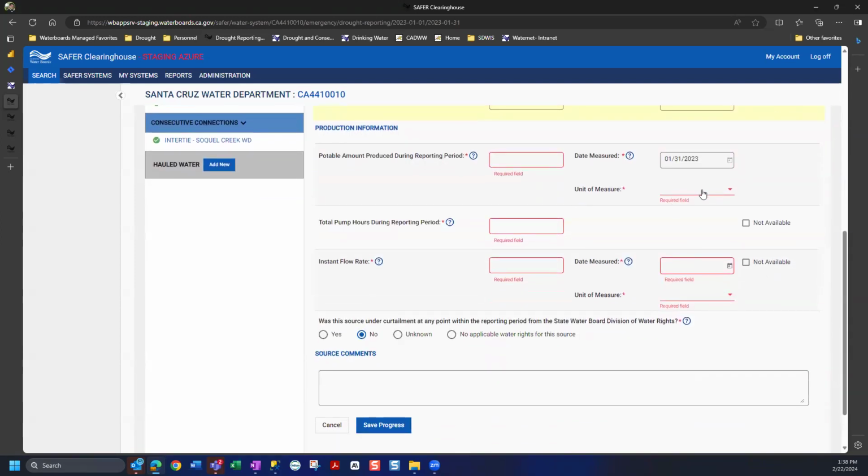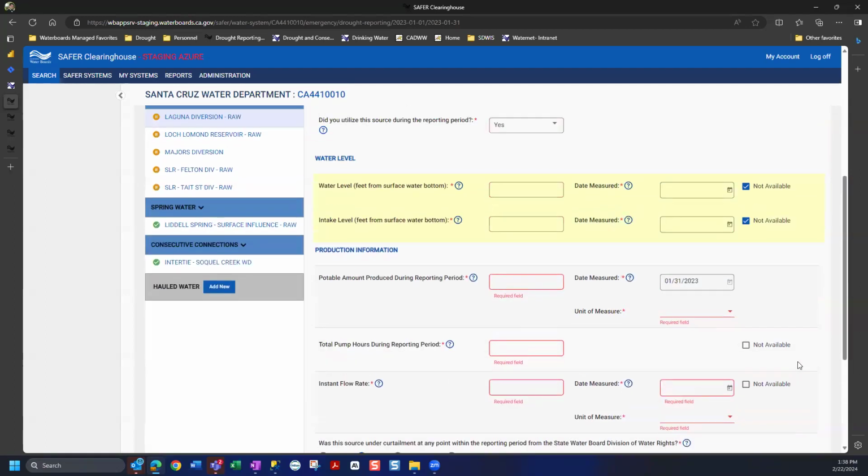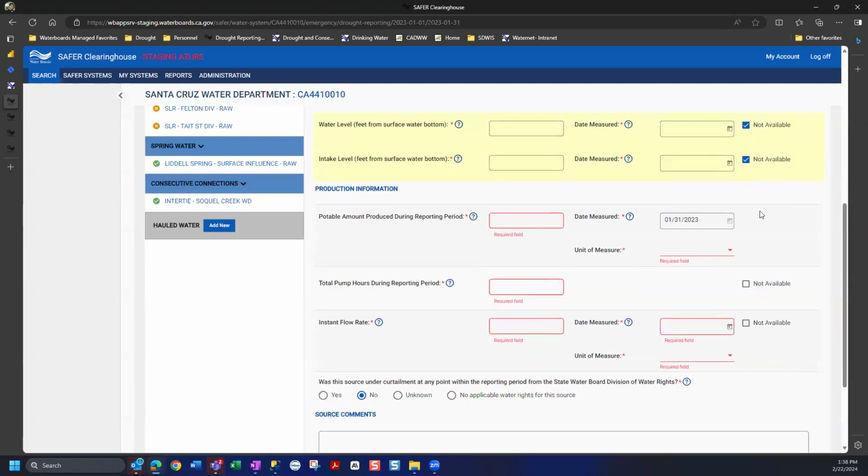And then we also have units of measure for two of the fields. This potable amount produced in a reporting period has four options for surface water: acre feet, gallons, 100 cubic feet, and million gallons. The instant flow rate units of measure has three options: gallons per minute, gallons per day, and cubic feet per second. And lastly, some of these have not available marked.